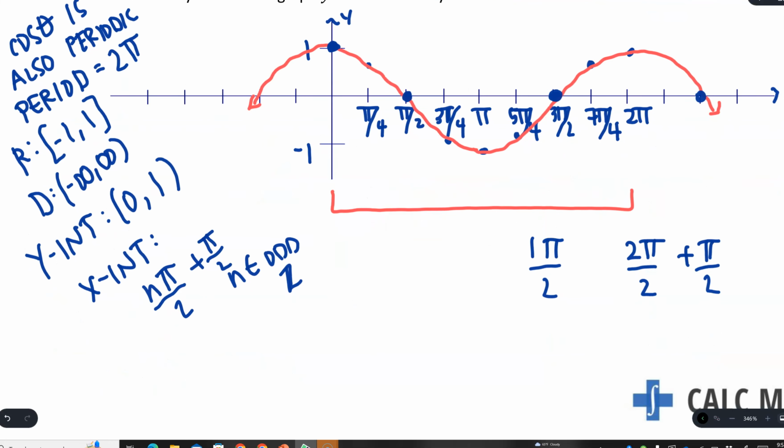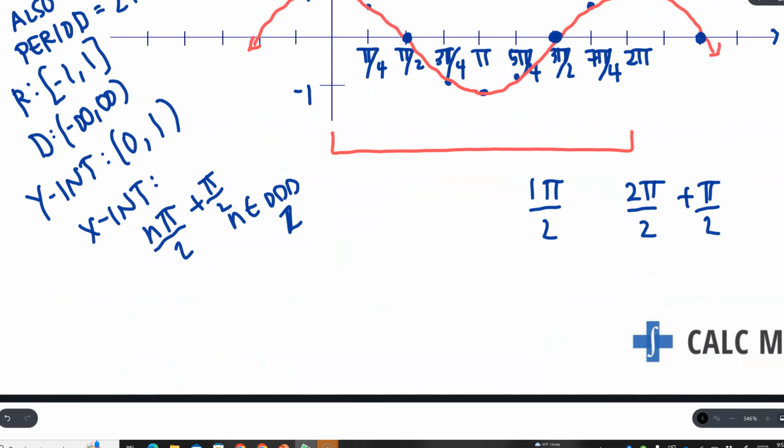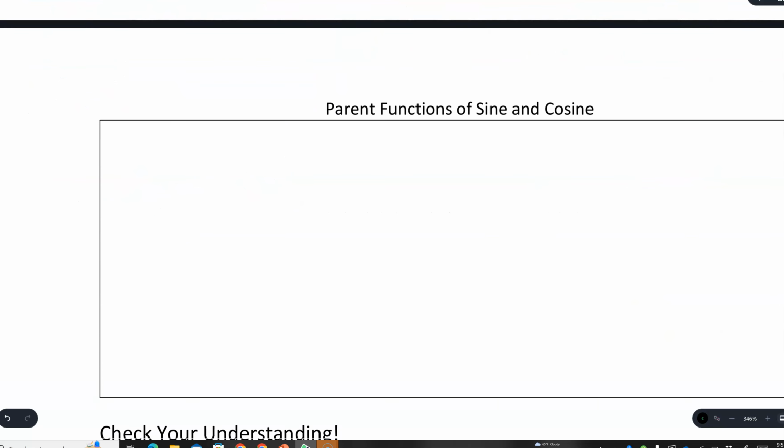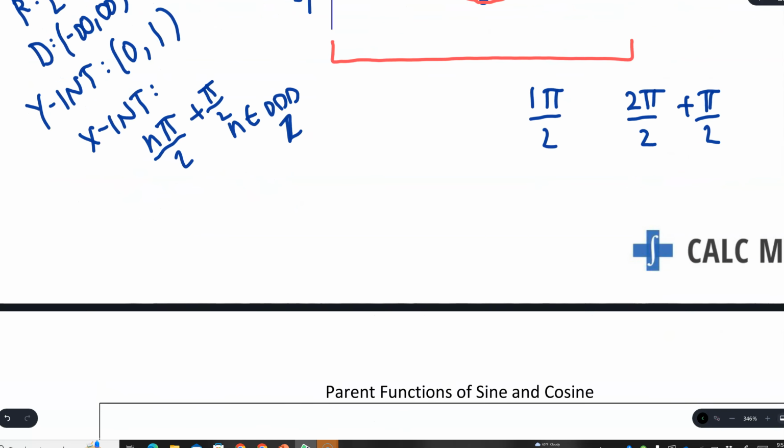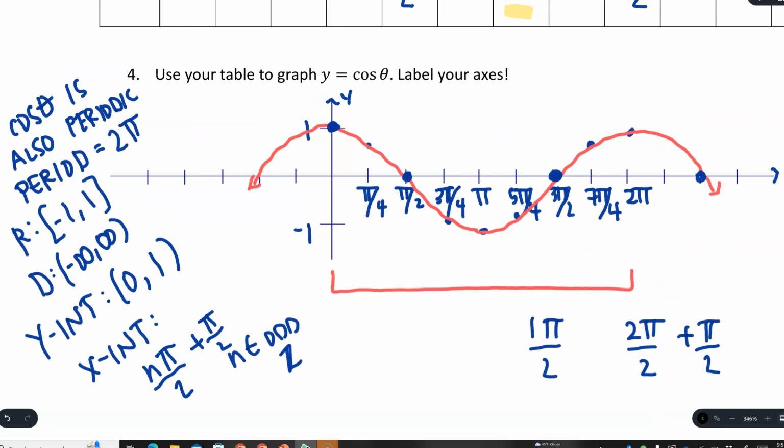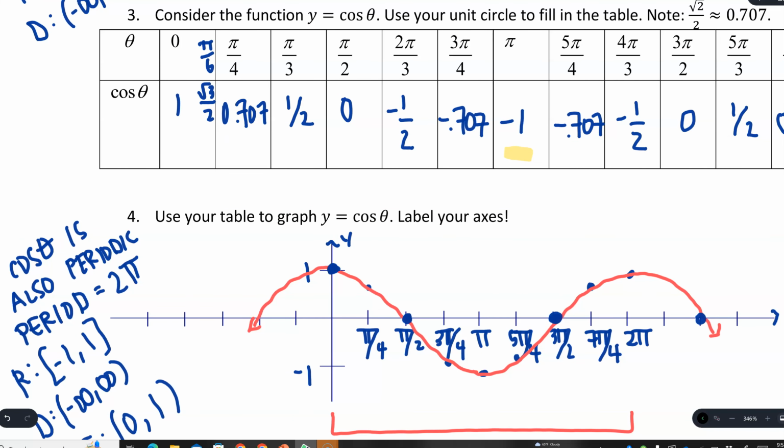Okay. So that is what I was going to put in the little box over here, as your parent functions. So all of that notation is going to be in that box right there. If you will finish up the back page for me before we start doing transformations, that would be most excellent.